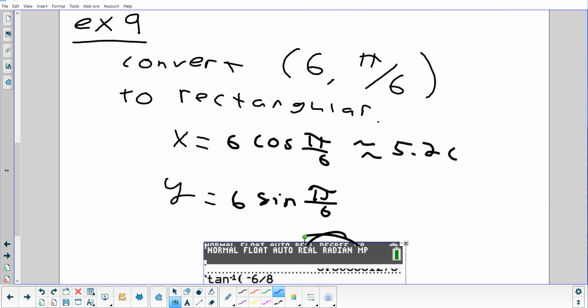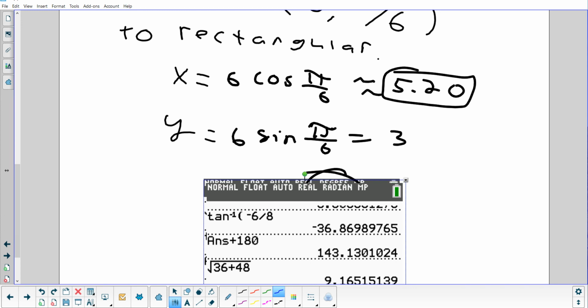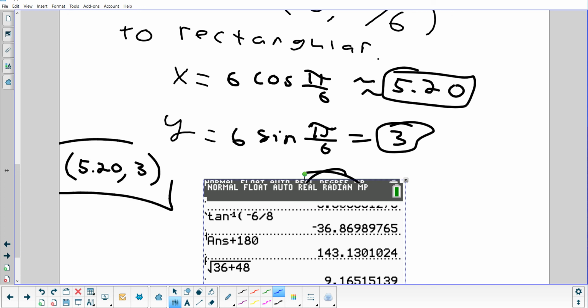So there's my x value, a little bit more than 5 units, right? And now we need 6 sine pi over 6. Oops. 6 sine pi over 6. And that gives me 3. So 6 sine pi over 6 is 3. Right, and just write that as a coordinate. So 5.2, comma, 3. That's how you convert from polar to rectangular.